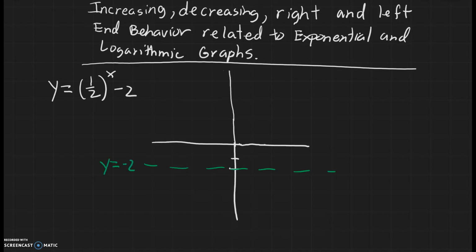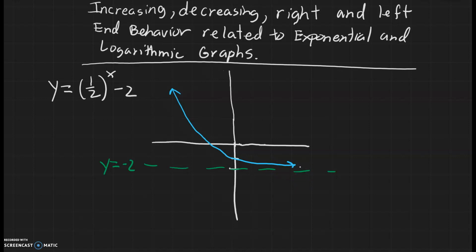The rest of the graph is going to start in quadrant 2, and it may look like this. It would start and it would come down, and it would never cross the asymptote. It gets closer and closer, but it never crosses. So now, let's look at whether this graph is increasing or decreasing. We read a graph from left to right. So as we move to the right, we would say that this graph is decreasing.